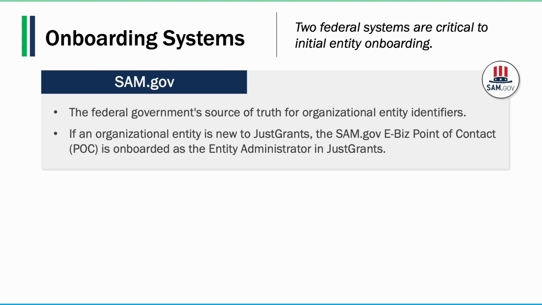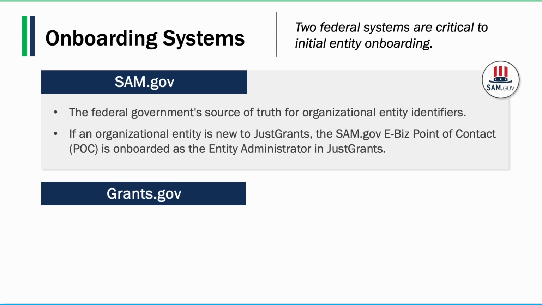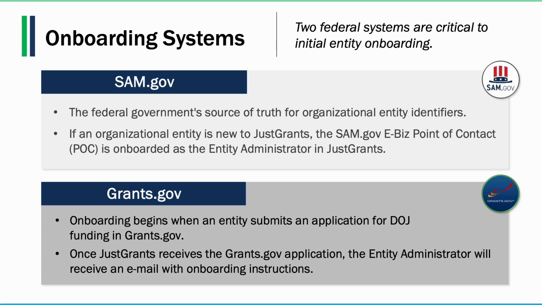Once onboarded into JustGrants, the SAM.gov eBiz POC can transfer the entity administrator role to another entity user. For entities that are new to JustGrants, the initial entity onboarding process is triggered when an entity submits an application for Department of Justice funding in grants.gov, where entities first apply as part of the two-step grant application process. Once JustGrants receives the grants.gov application, the entity administrator receives an email with onboarding instructions.